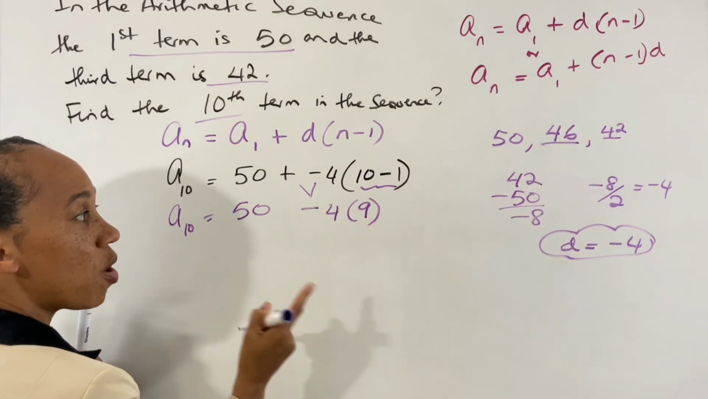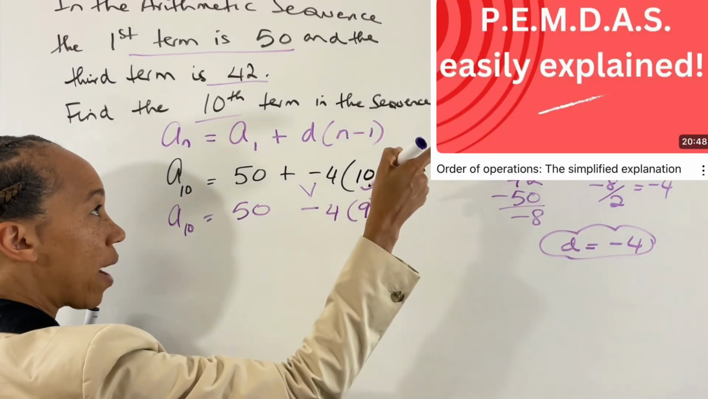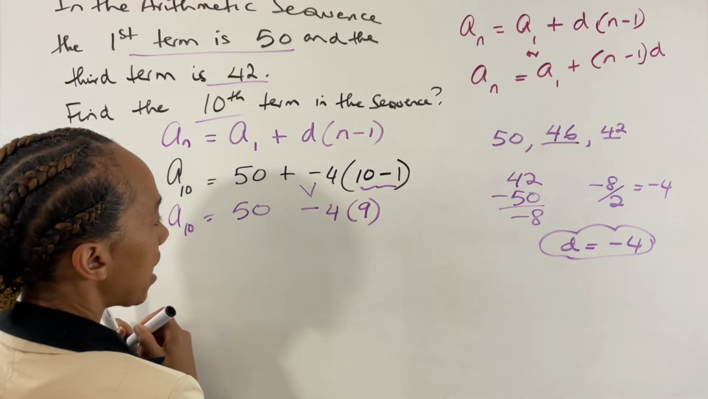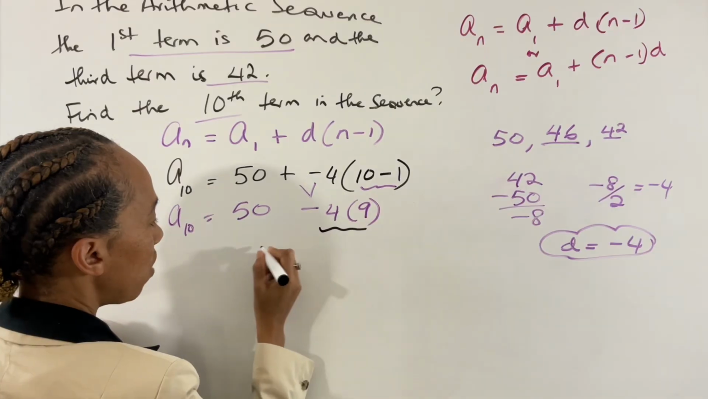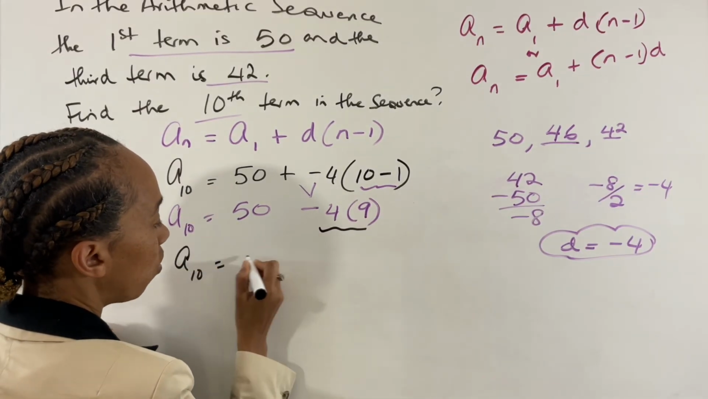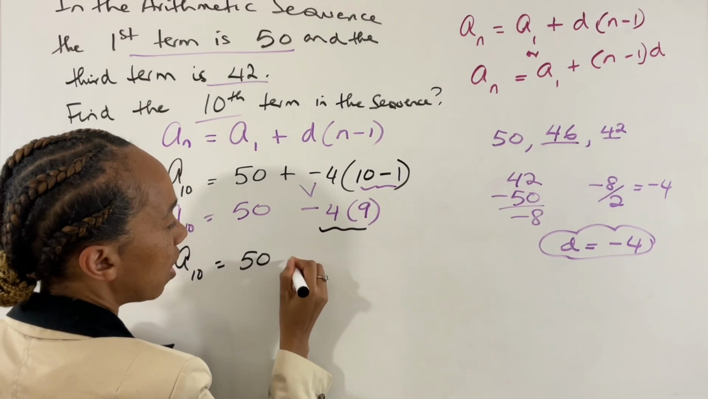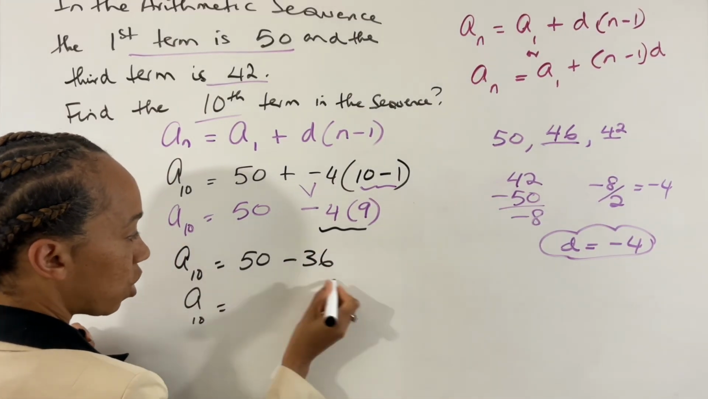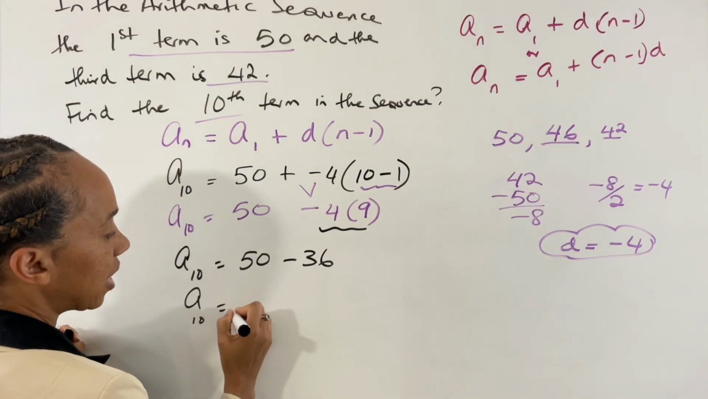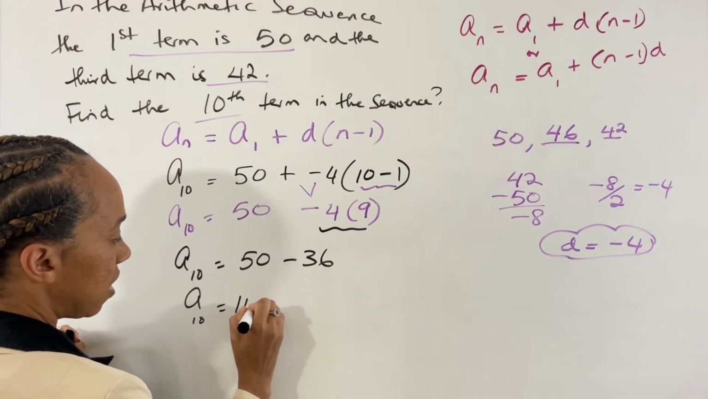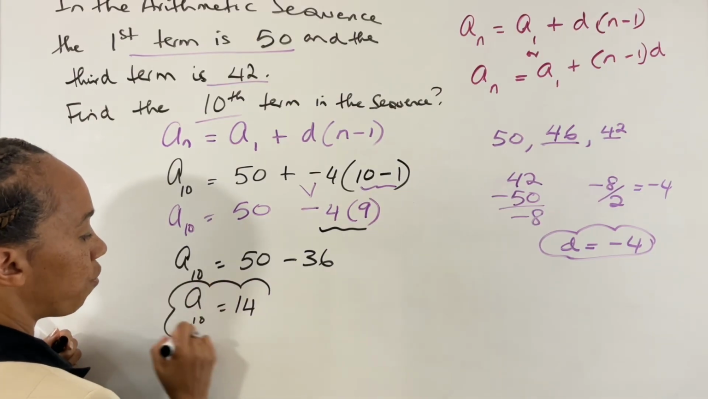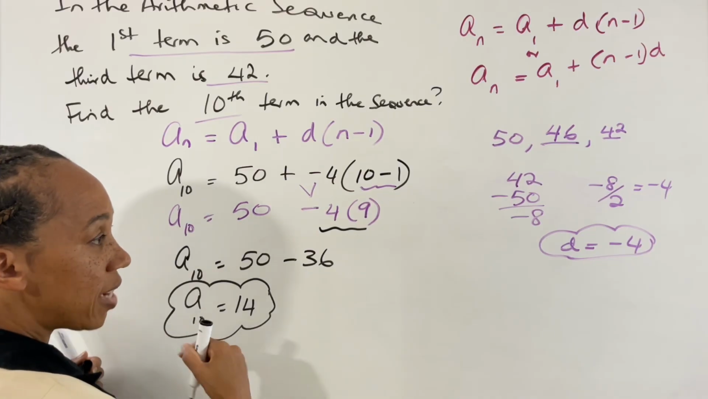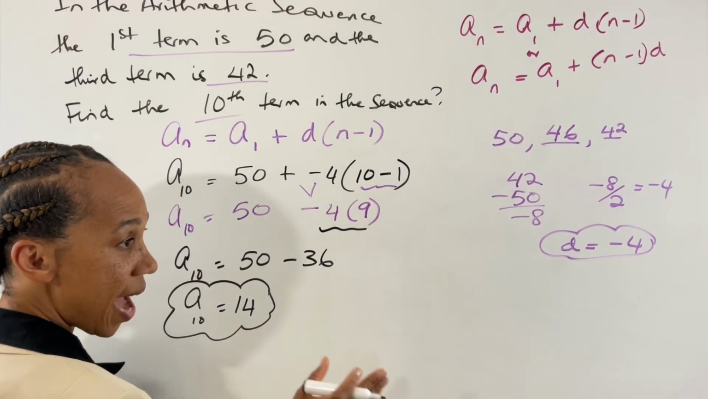And if you need help on using order of operation, go back and watch my video on order of operation to guide you. So now we can multiply this and we will get a sub 10 equal 50, and this is going to give you negative 36. So a sub 10 is equal to 50 minus 36, which is simply 14. So a sub 10 is equal to 14, and that is your answer. And I always tell my students, box your answer or draw a cloud around your answer.